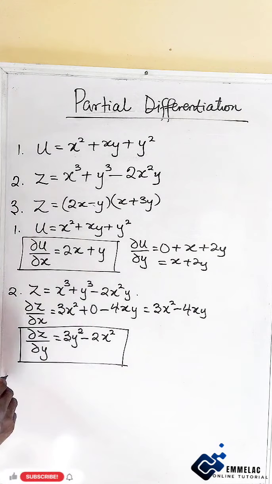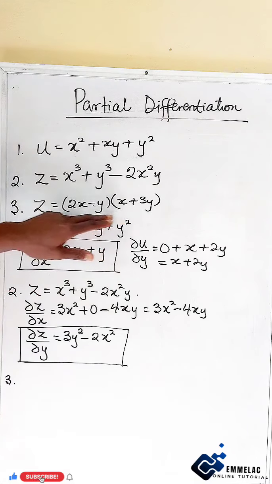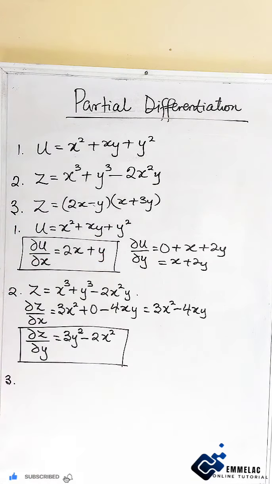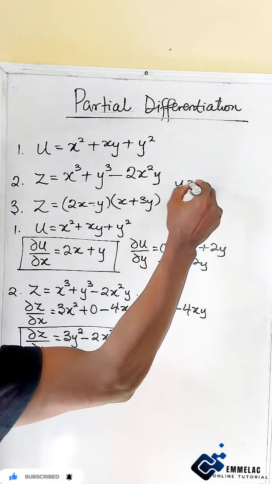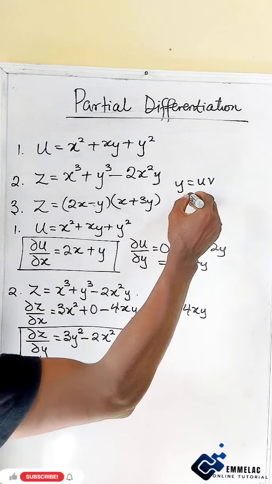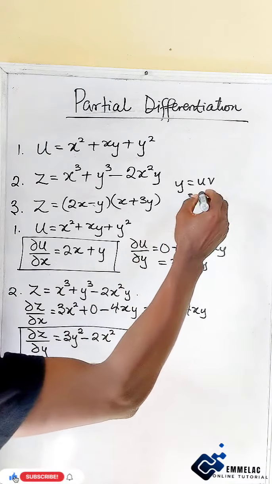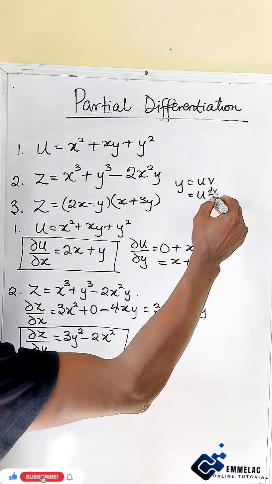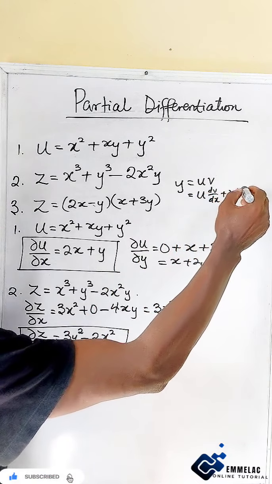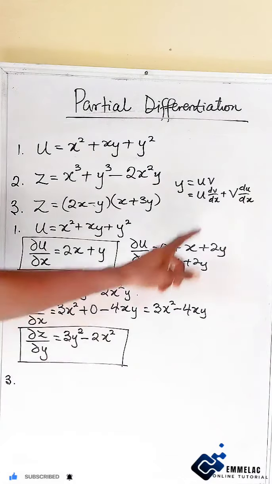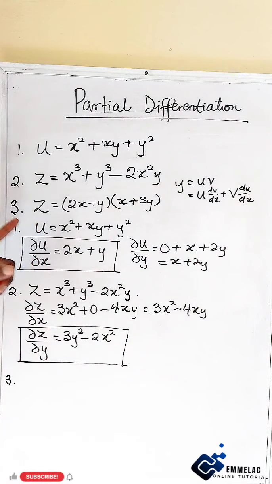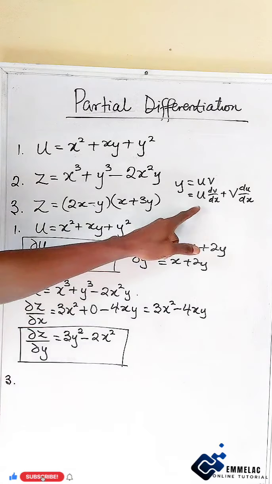Now for number 3, if you look at number 3, you can see it takes the application of the product rule, where you have that, let's say, y equals uv, which implies that you keep u constant, differentiate v, now plus keeping v constant, differentiating u. This is the same rule we'll be applying, and the same application here is what we are going to follow.